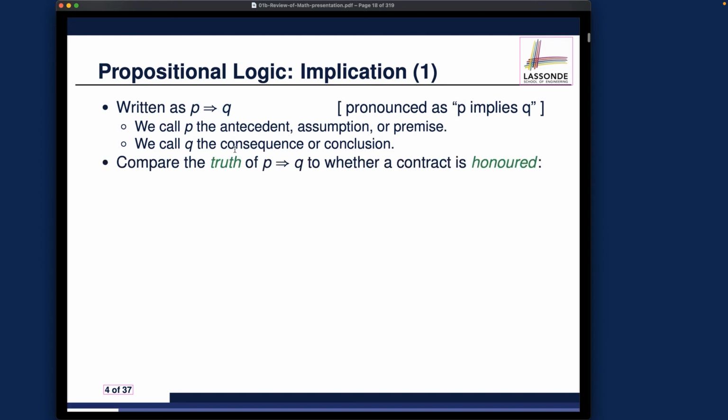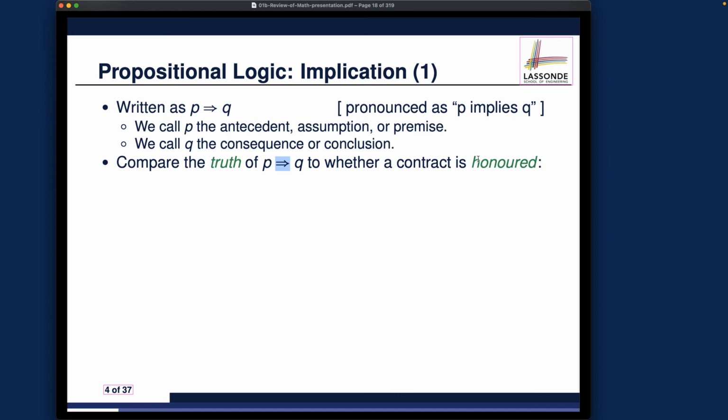Okay. Let's now draw some analogy. We want to compare the truth of this particular proposition, P implies Q. So P can be either true or false. Q can also be true or false. And overall, implication can also be evaluated to true or false. But what should be the connection between the operand values and the overall evaluation result?